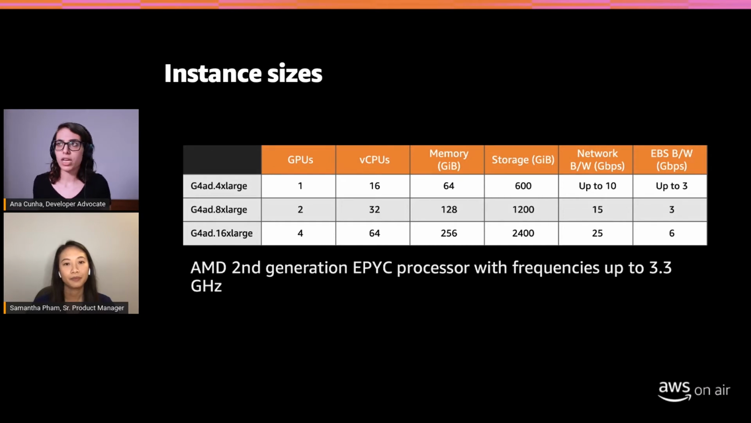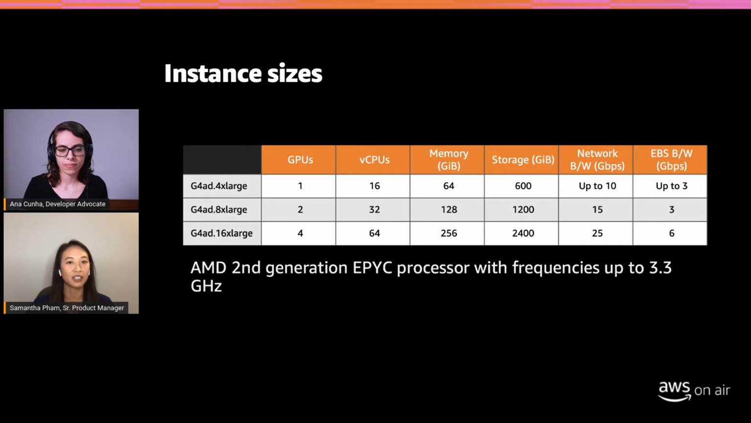And in which cases should customers keep using the G4DN instances instead of the new G4AD instances? Yeah, so the G4DN instances are still going to be our best instance for low-cost ML use cases. For small scale training, they're going to be really great. And also for the lowest cost GPU-based ML inferencing, it's going to be great for that.